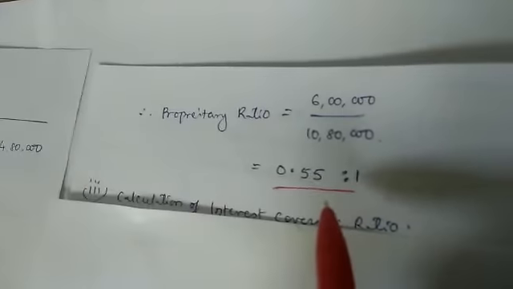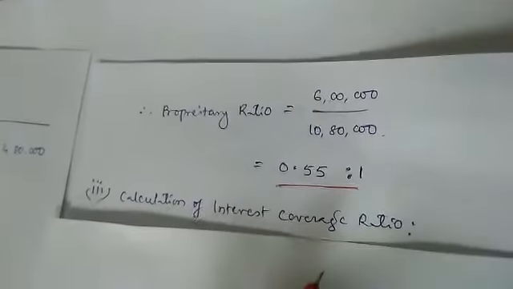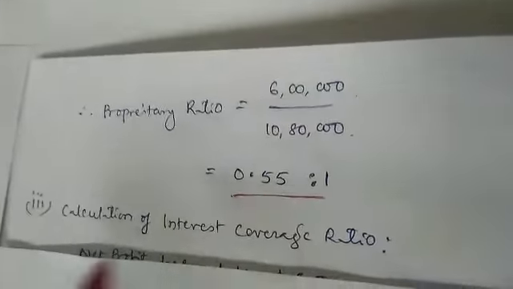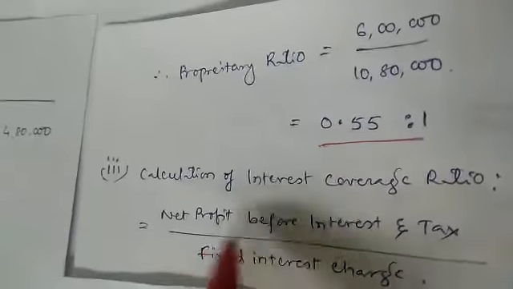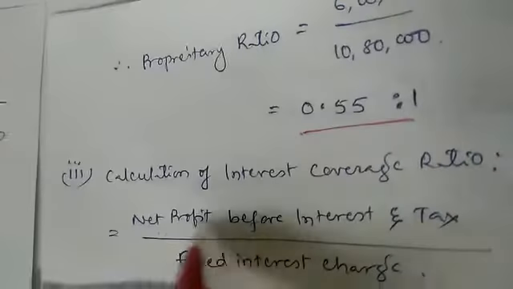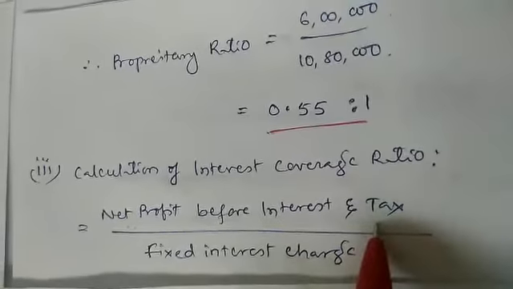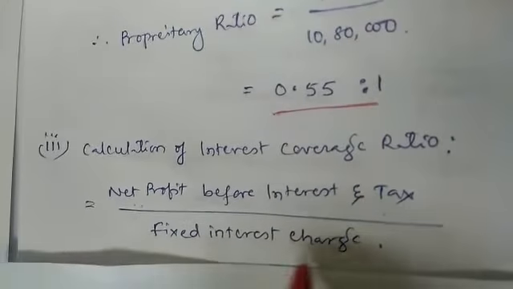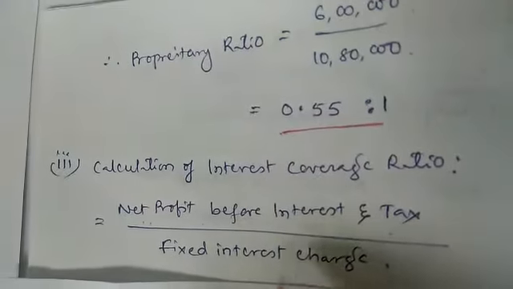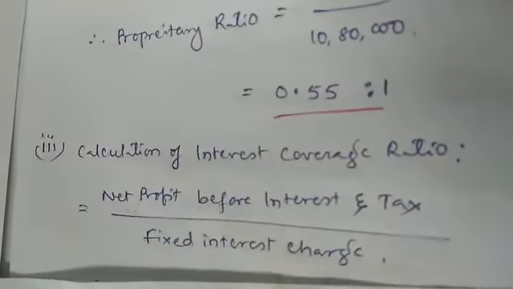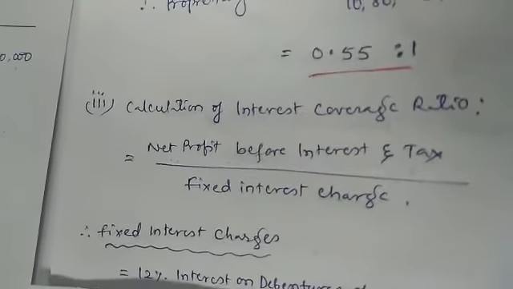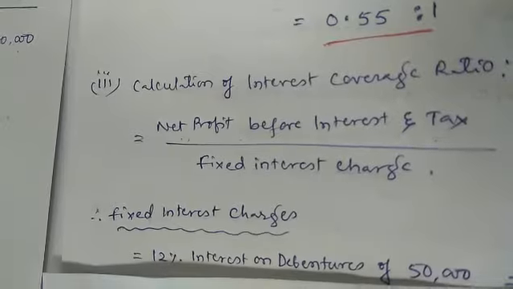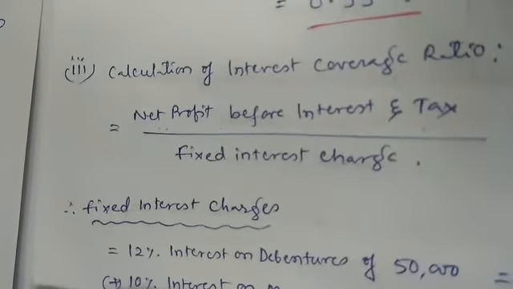Next, what is the third ratio? The third ratio is the calculation of interest coverage ratio. Put the heading. The interest coverage ratio formula: net profit before interest and tax divided by fixed interest charge. On which items do you have to give interest? Go to the non-current liabilities. There are two items: one is the 12% debentures and the other is the 10% mortgage loan.